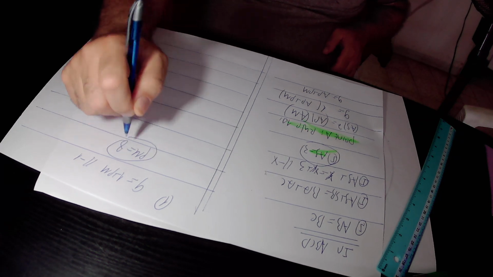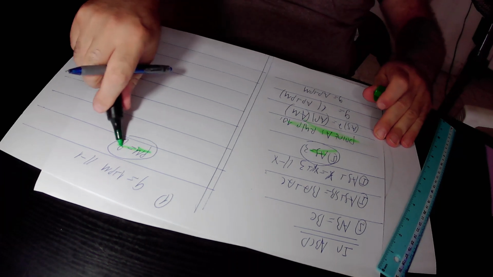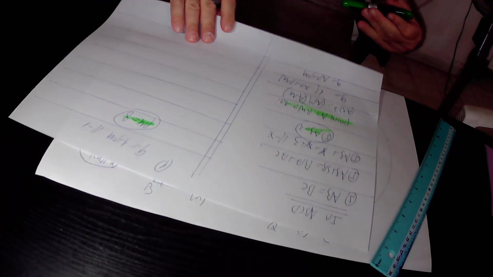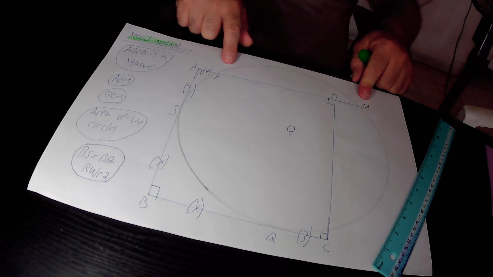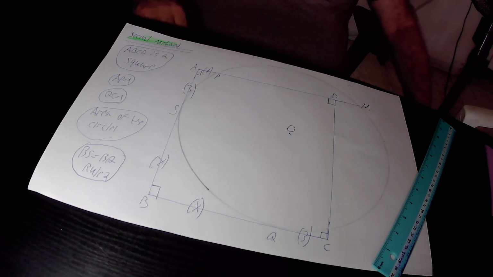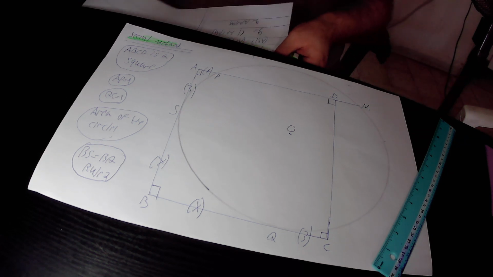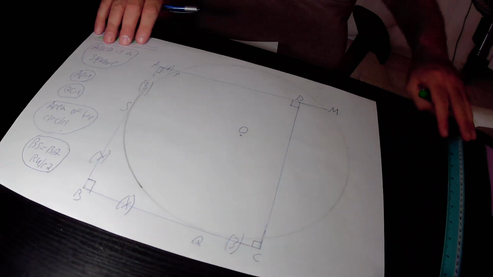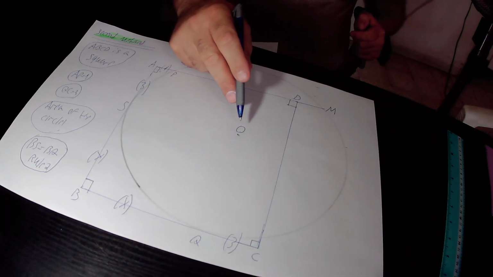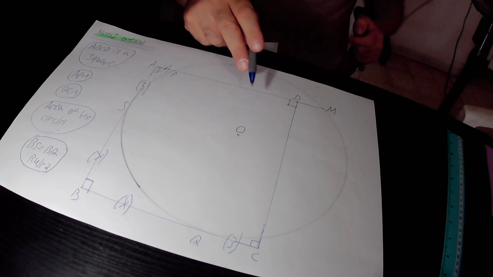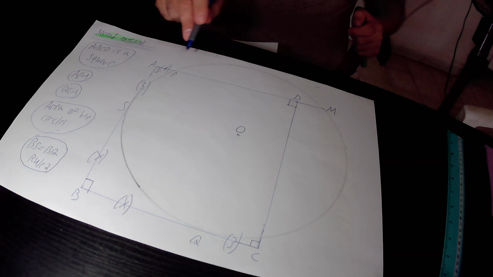So we found out that the length of this chord PM is equal to 8 units. In the next step, we will do a construction. This is to say, from this point O, that is the center of this circle, we will draw a perpendicular on chord PM. Again, from point O, that is the center of this circle, we will draw a perpendicular on chord PM.